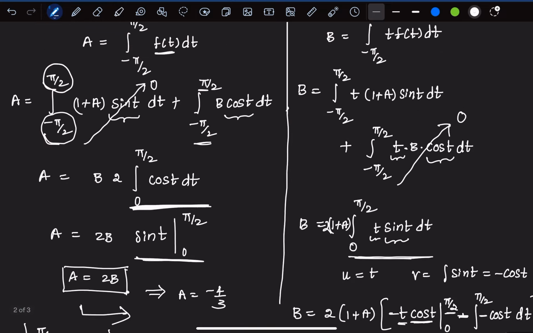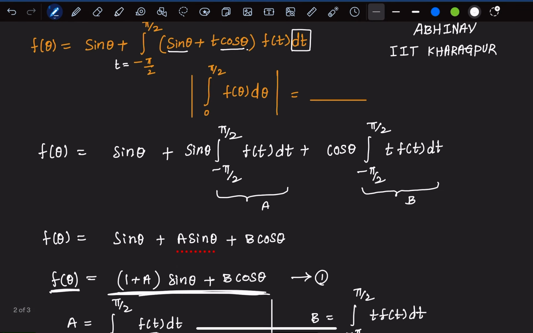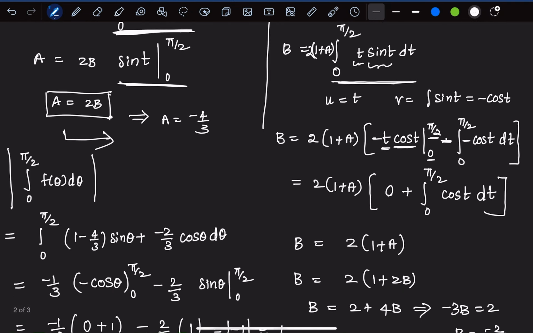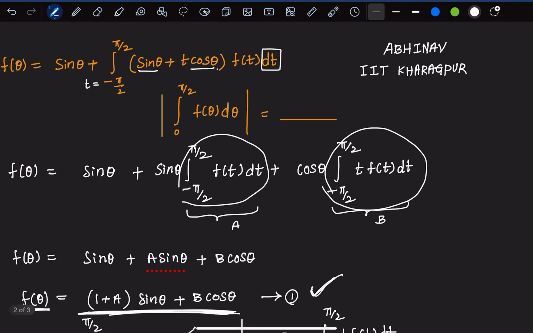So what we have done? We have identified that these integrals are as good as constants, and we have written the function in terms of those constants. Then we took each constant and tried to substitute f of t and evaluate the integrals. Alright, this is how you solve integral equations.